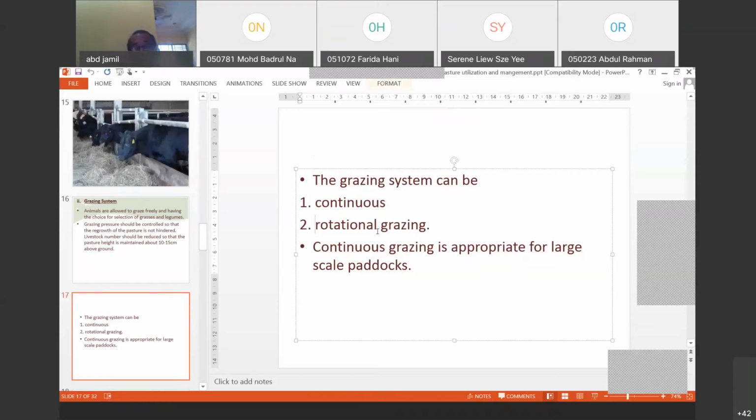But in our country, we don't normally practice continuous. We practice rotational grazing. Even this is practiced by only big farms. They construct paddocks, as mentioned, about 6 or 7 paddocks, and the animals are rotated through these paddocks. In one paddock, it can last about, say, 1 week, and then after 1 week, move to the next paddock. So after 6 or 7 weeks, it comes back to the first paddock.